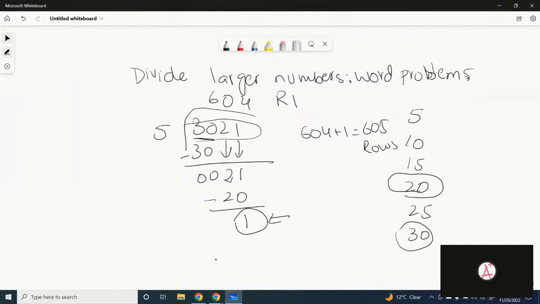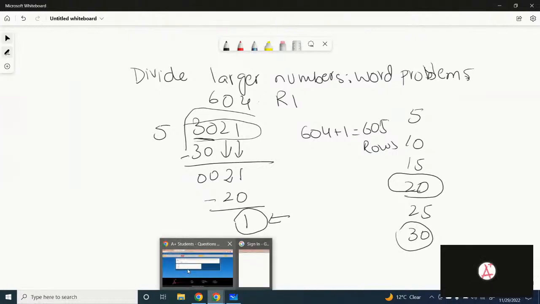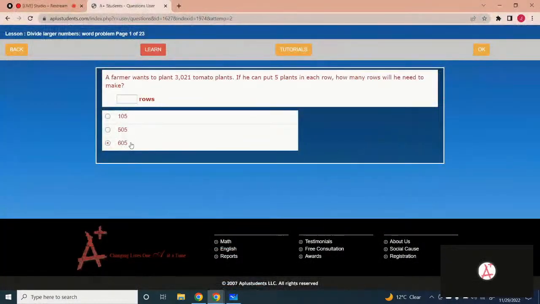Because in the question you are not asked to divide 3021 by 5. You have to ask how many rows do we have. So you have to accommodate all the plants. Got it now? That is just a point. I think you are confusing with this point, but it is not a big deal.